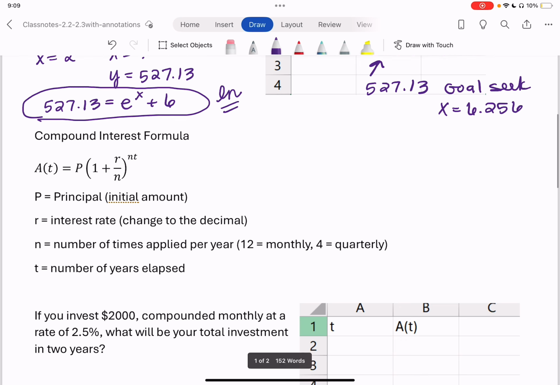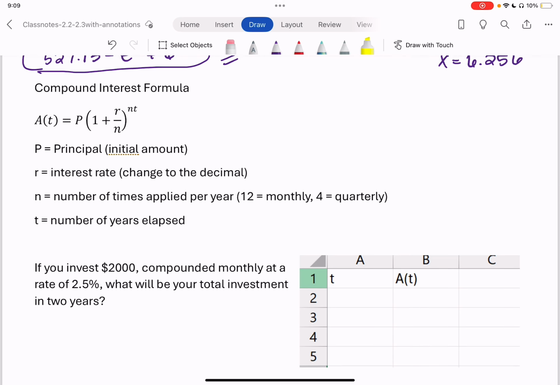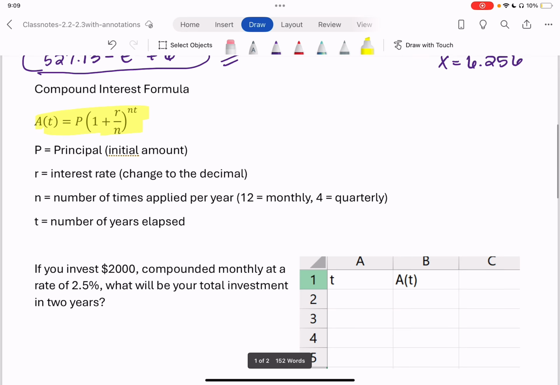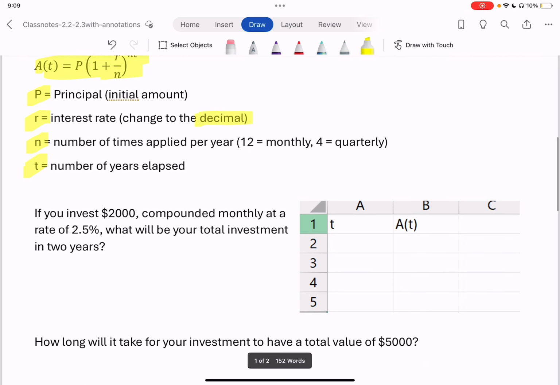Now, compound interest. Hopefully you've seen this formula before, and we're going to use it several times during the semester. Your P is your principal, your r is your rate, n is the number of times you apply that interest per year, and t is the number of years that have elapsed. Make sure with your interest rate that you change it to a decimal before you put it into the formula. Let's do a quick example here.